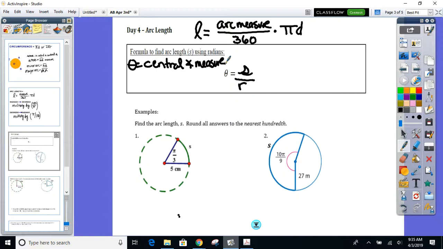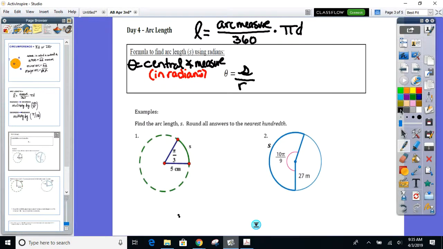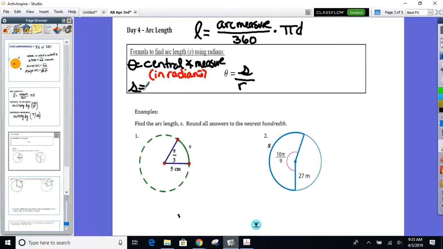What do we call that from yesterday? Radians. It's got to be in radians for you to use this formula. You're probably wondering what S is. Arc length. That's probably what I'm going to ask you to find. S is the length of the arc. And you superstars want to guess what R is going to be? Radius length.